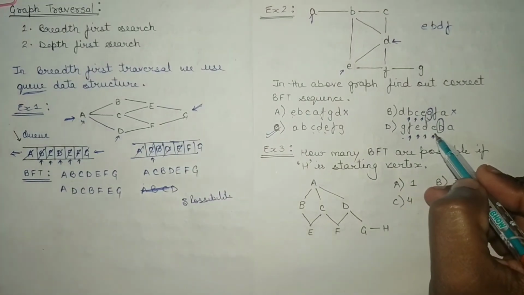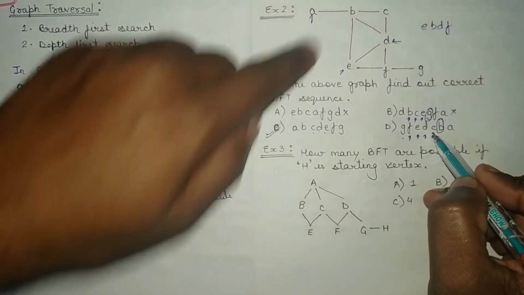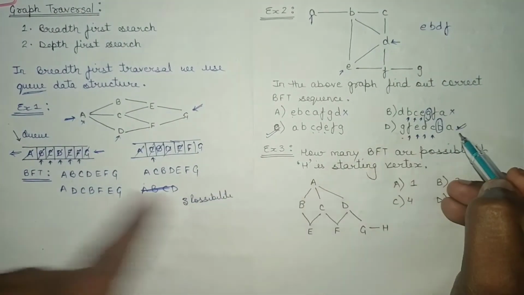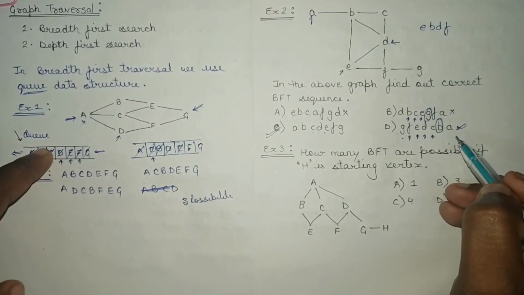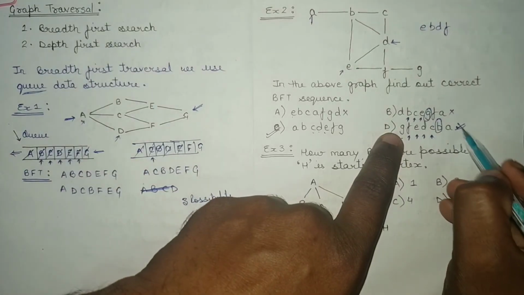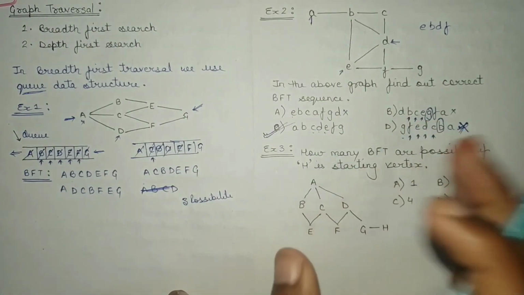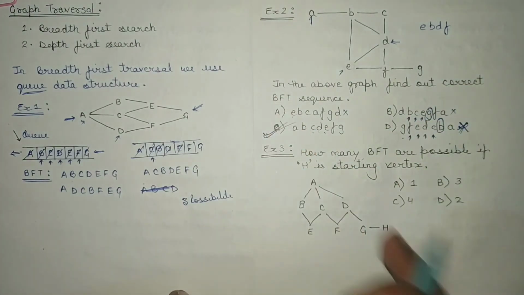So here you can see that they are taking C before this B, which is not possible. Try to find this using this particular procedure using the queue, and you will get to know why this is not the correct option. So C is the only correct option among these four options. This is how you can answer these kinds of questions.